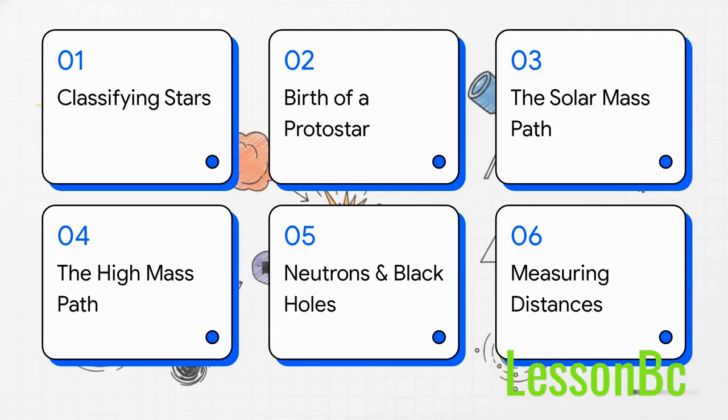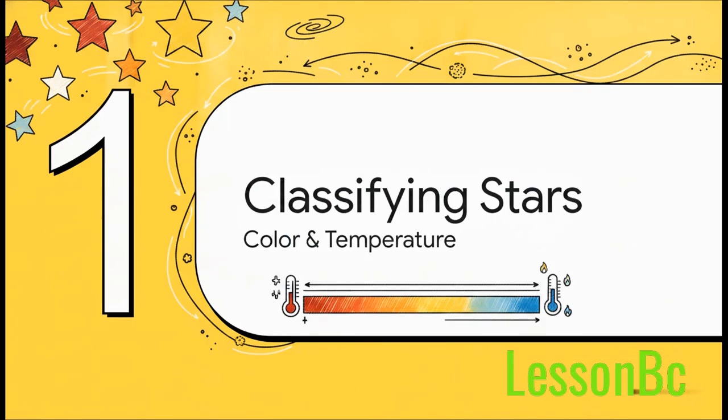Here is our roadmap for today. First, classifying the stars. Then, the birth of a protostar. After that, we'll look at the solar mass path, followed by the high mass path. Then we get into the really wild stuff, neutron stars and black holes. And finally, measuring cosmic distances. Let's dive right in. Section 1.